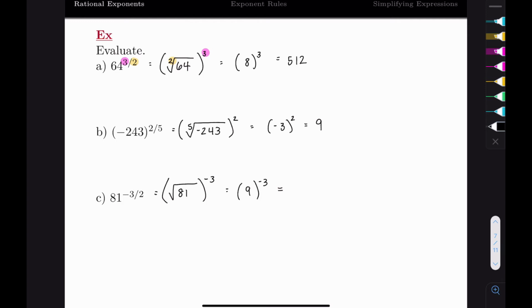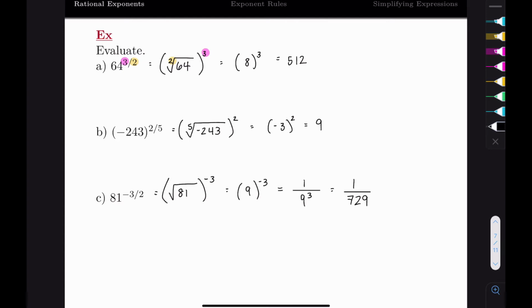And now here's where our other exponent rules come back into play, which is why we're going to refresh on them. When you have a negative exponent, it tells you to move it into the opposite position. So it's in the numerator. We move that to the denominator to make it positive. And then 9 to the 3rd power is going to give you 729.